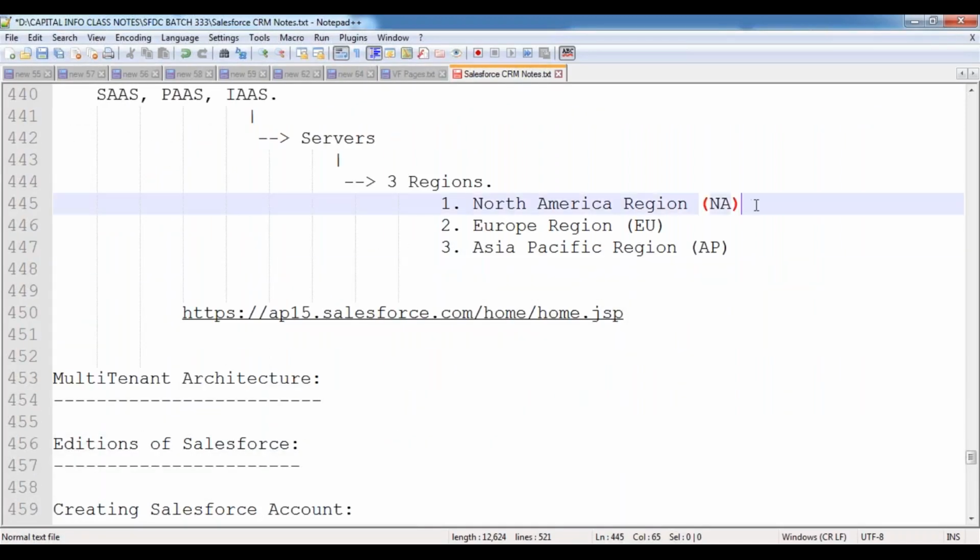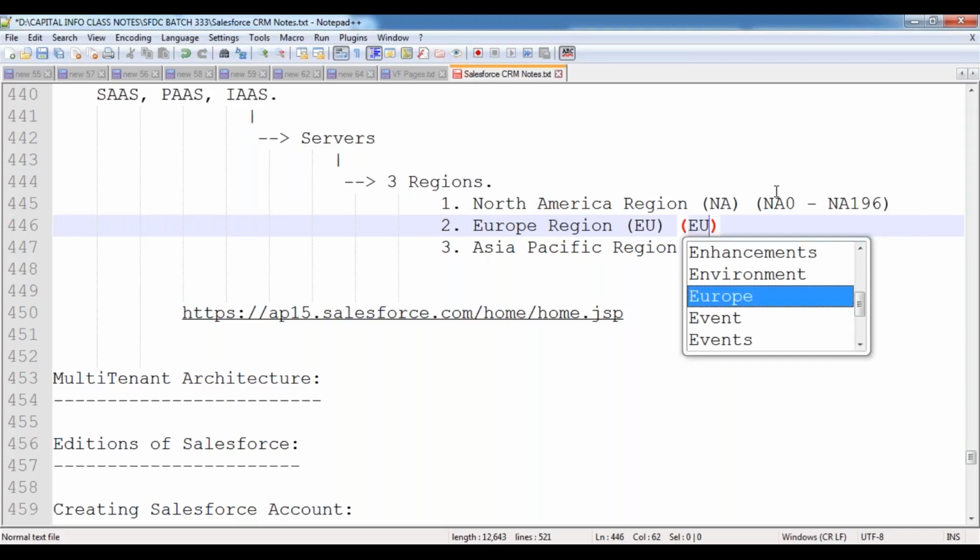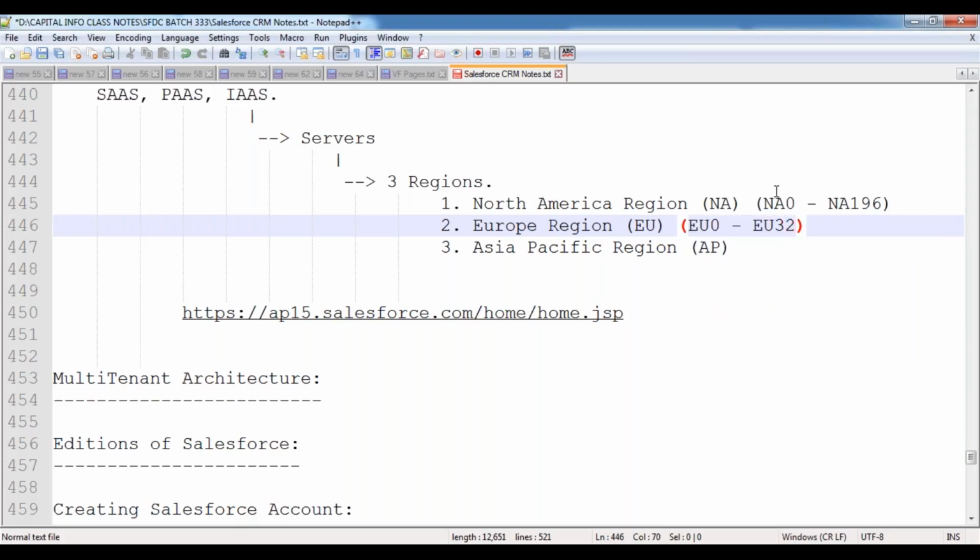As I already told you in the previous session, Salesforce is maintaining various servers in each and every region. Like in the North America region, we have the servers NA0 to NA196. Totally 197 servers are available, including backup servers also. And in the Europe region, we have servers from EU0 to EU32, totally 33 servers. In the Asia Pacific region, we have the servers from AP0 to AP28, so totally 29 servers are available. These are the various servers in each and every region which are maintained by Salesforce.